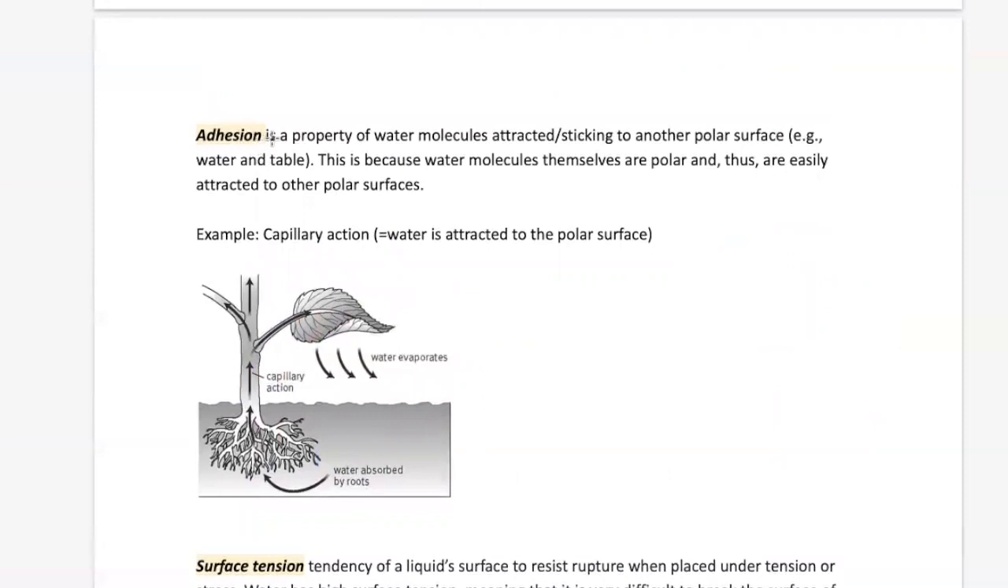So adhesion is another property where water molecules are attracted to another polar surface. So note that cohesion is a force of attraction between water molecules, but adhesion is the property of water molecules being attracted to another polar surface. So let's just think about it. Let's say we have another polar surface, let's say plus or minus. So this is the surface. And we have a water molecule that's negative and positive.